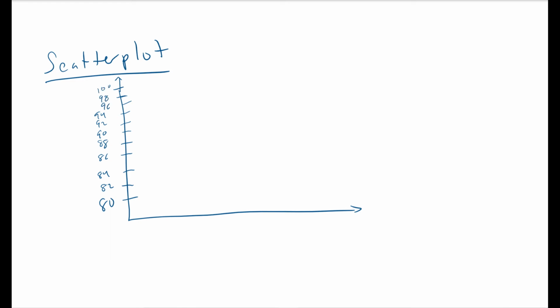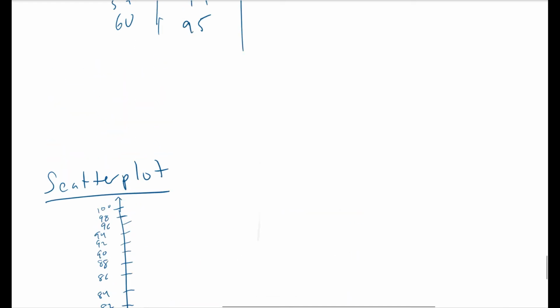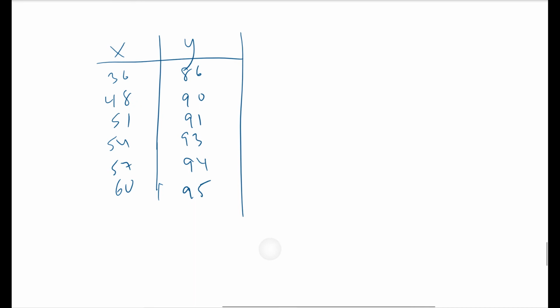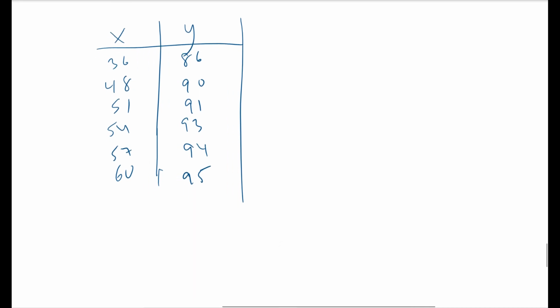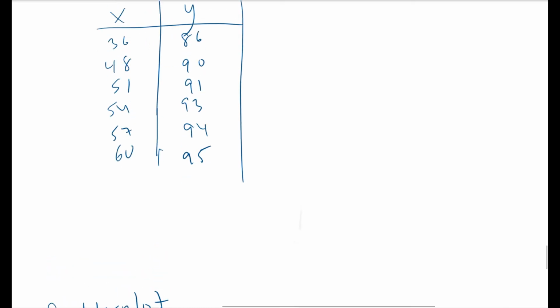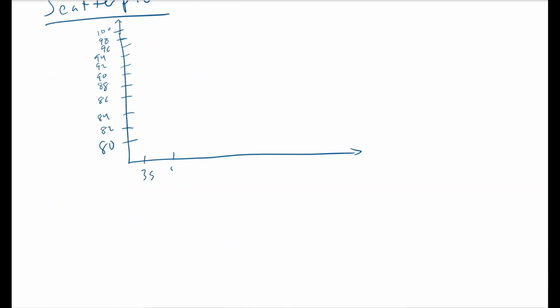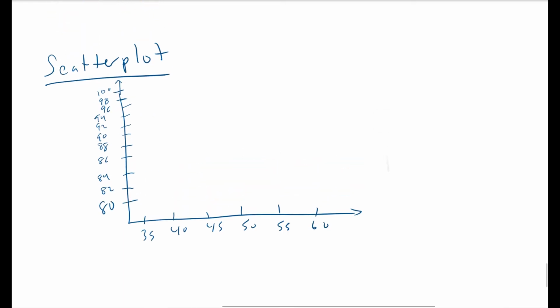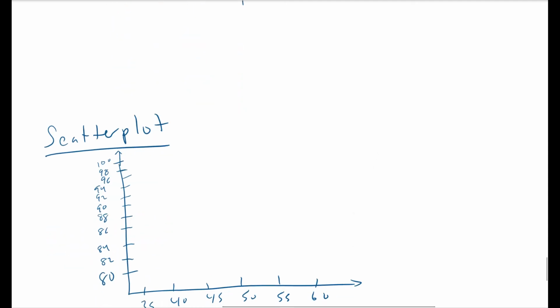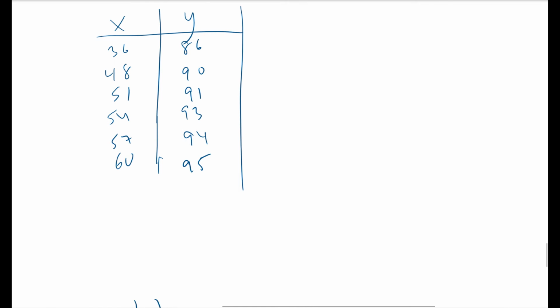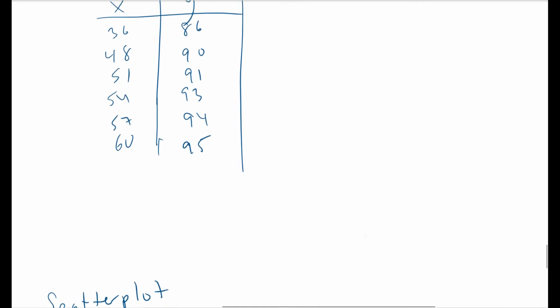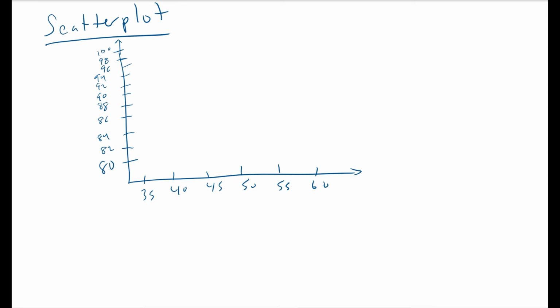All right, so we've got 80 to 100. Then for the x, let's do 35 to 60, but we'll go by 5s or something like that. You can go by whatever you choose. It doesn't really matter as long as your dots are pretty accurate. Okay, so our first data point is 36 and 86. So 36 is around here, and 86.